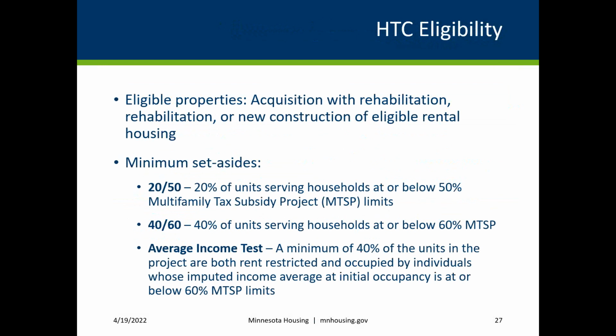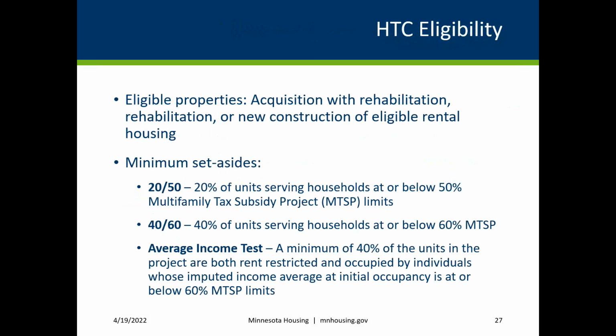So projects must set aside a minimum number of units that meet both rent and income restrictions to qualify for HTCs for each year of the HTC period. A project must, for a specific period of time, meet one of the following minimum tests. So we've got the 20-50 test. A minimum of 20% of the residential units must be both rent restricted and occupied by individuals whose income is at or below 50% of the multifamily tax subsidy project or MTSP limits.